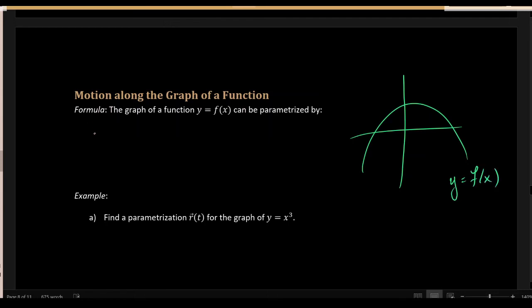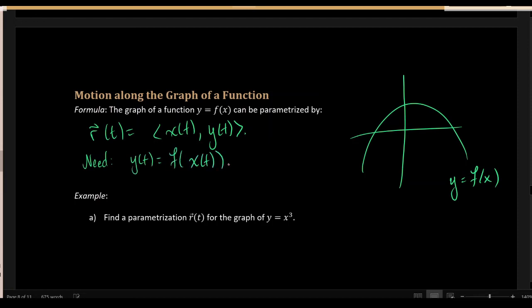The goal for your parameterization, x of t, y of t, is for the x and y of your parameterization to actually make this equation true. If the x and y make the equation true, then the x and y will always point to a location on the graph. So we need the y of the parameterization to be equal to the function evaluated at the x of the parameterization.